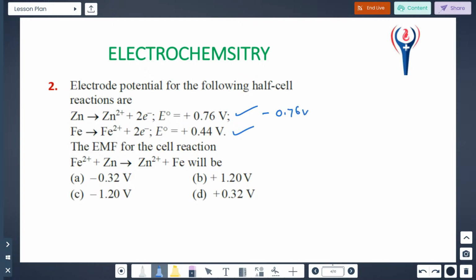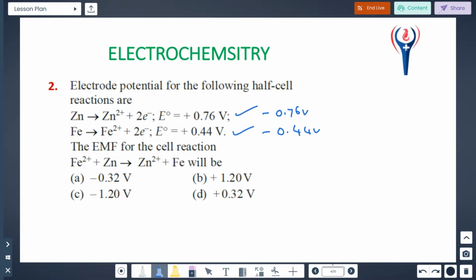Are you following? This is actually an oxidation reaction, so this is called the oxidation potential, but we should use only the reduction potential. So instead of plus, I use minus. This is also an oxidation reaction, and if you use the reduction potential, instead of plus we use minus 0.44 volt. Understood? Now we can apply as usual.